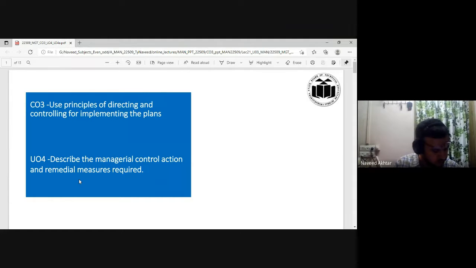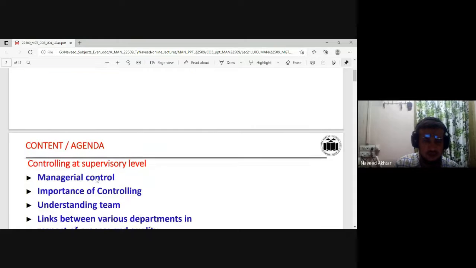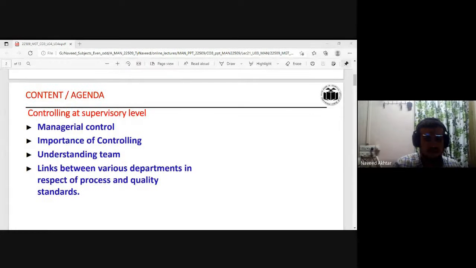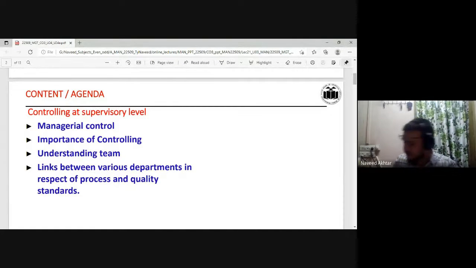So managerial control is a significant process in management, and controlling is a forward-looking and a backward-looking function. Why is it so? Because forward, we are providing the plan, and backward means we are taking the feedback. So controlling is both a forward-looking and a backward-looking function. Controlling is the process that ensures the performance is according to the pre-established standards.